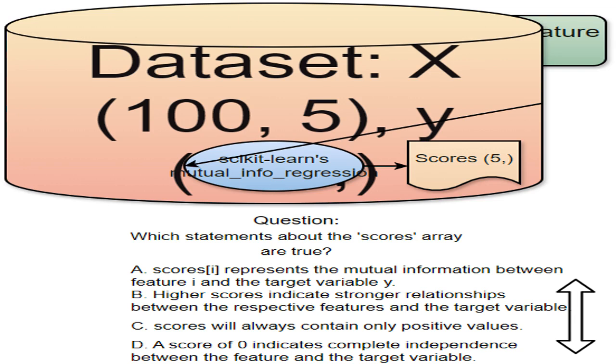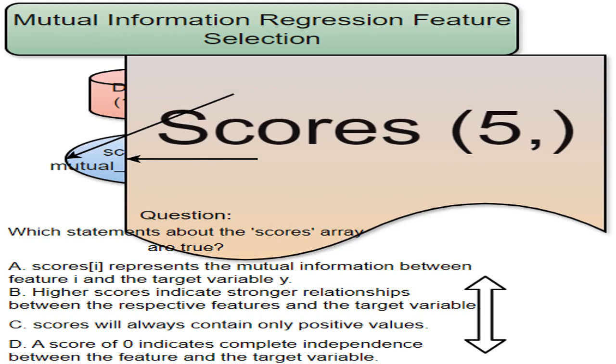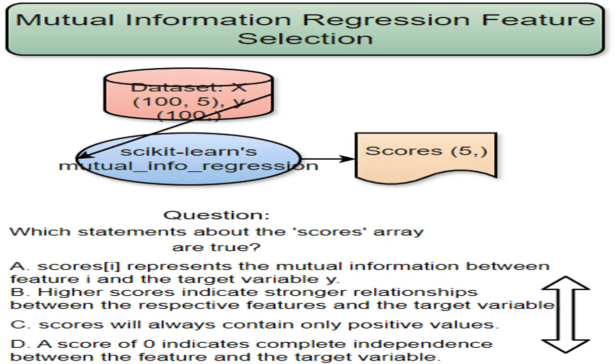This statement is correct. Each number in the scores array tells me how much information feature i gives me about the target variable. A higher number means it's more helpful. This is also true. The higher the score, the stronger the relationship between a given feature and what I am trying to predict.